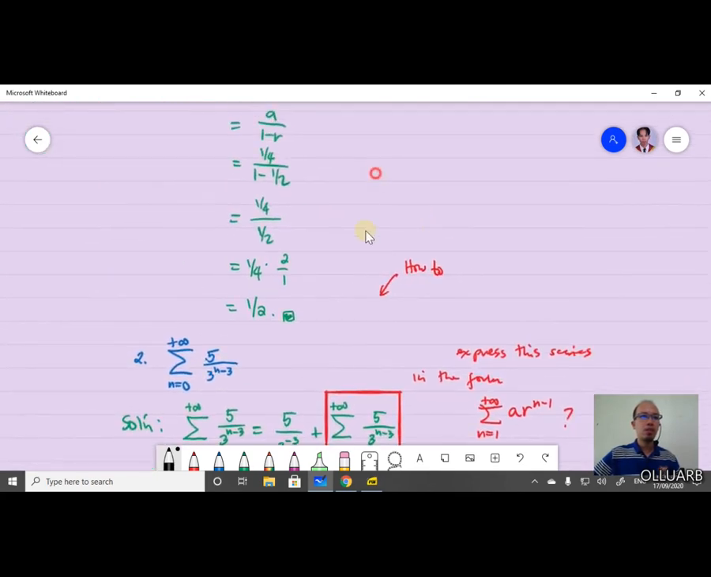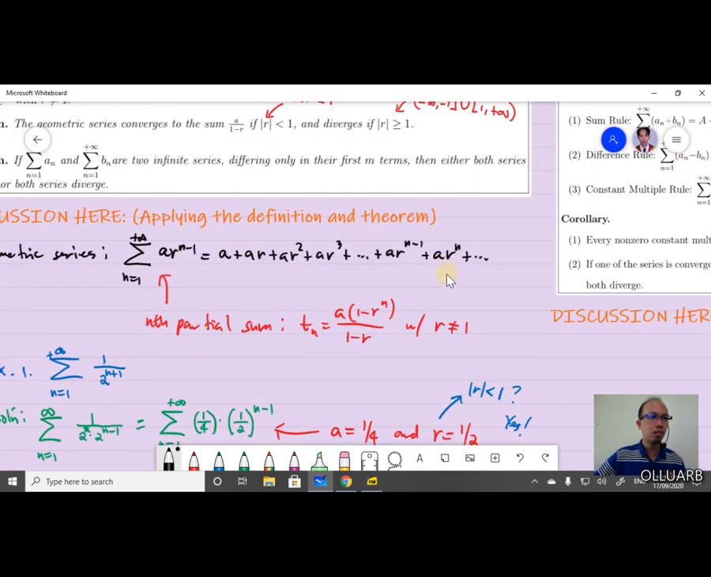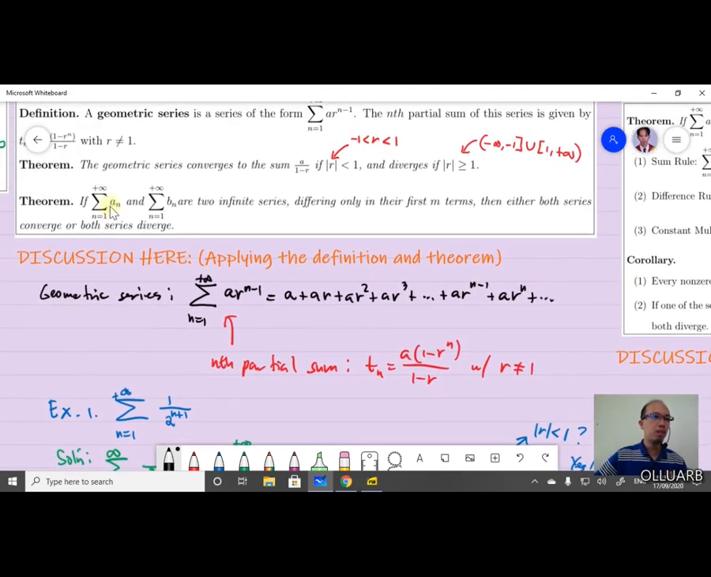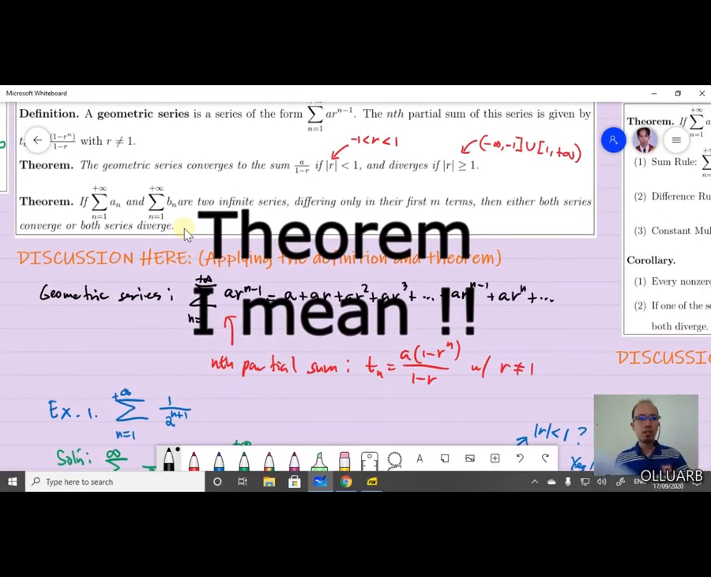So let's look at the second theorem. It says here, if you are given a series a sub n, where n starts from 1 to infinity, and this series b sub n, differing only in their first m terms, then either both series converge or both series diverge. So what does this mean?